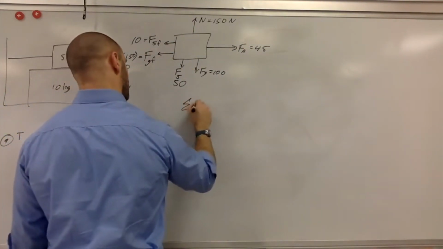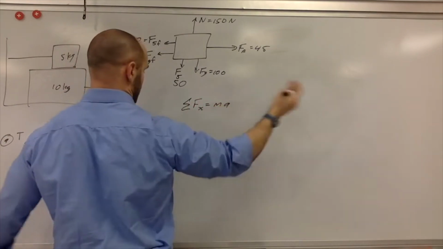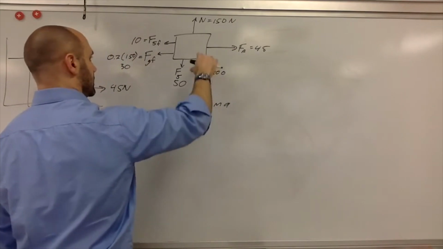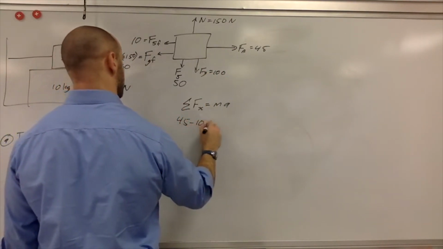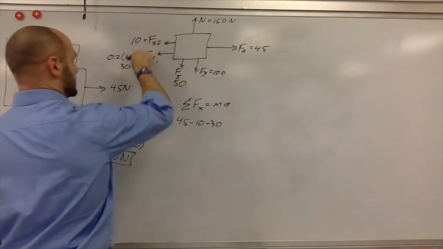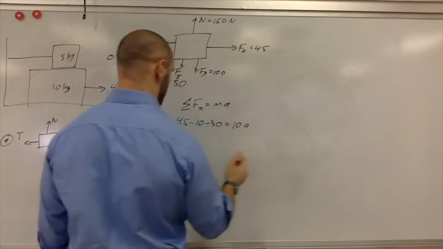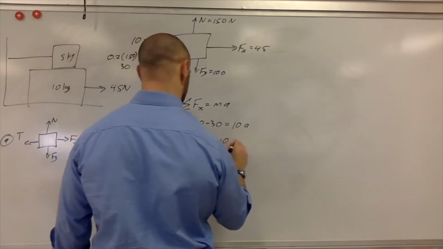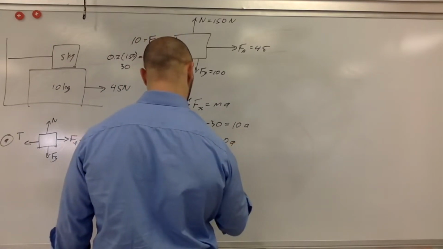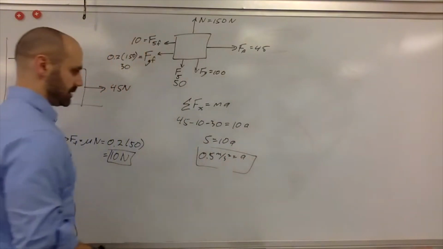So now the horizontal net forces are equal to mass times the acceleration. All of these are 45 minus 10 minus 30 equals the mass, which is 10, times the acceleration. 45 minus, that's 40, so this is 5, equals 10 times a. So 0.5 meters per second squared is the acceleration.